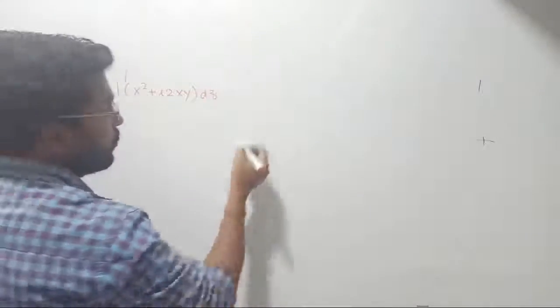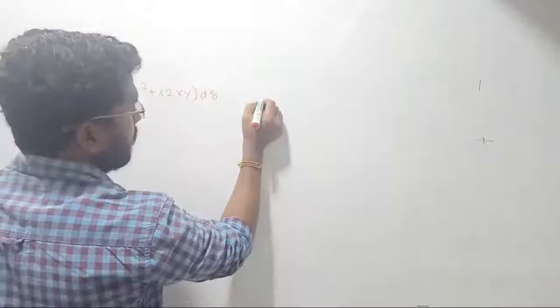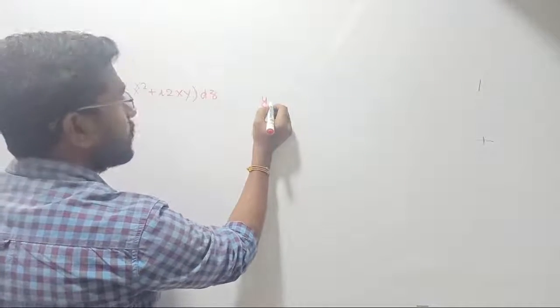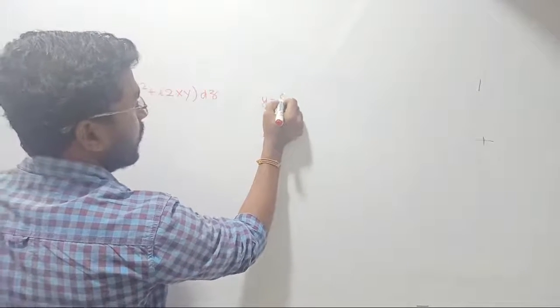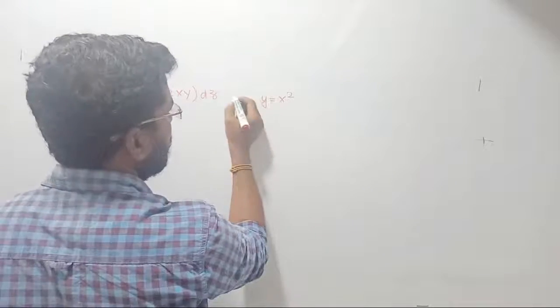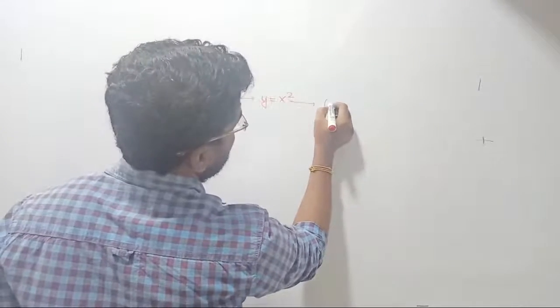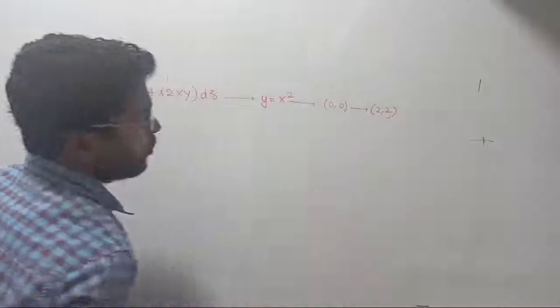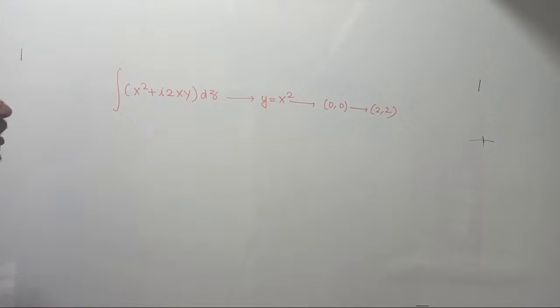Okay, now they said it's following a parabolic path. What shall we consider? Y is equal to x square, shall we take it? Okay, let us consider, because in parabolic we have 4 types of curves, right? Let me consider it's following this path with the limit, 0 comma 0 to 2 comma 2, right? Shall we proceed with this question?